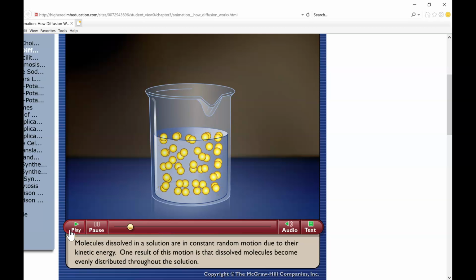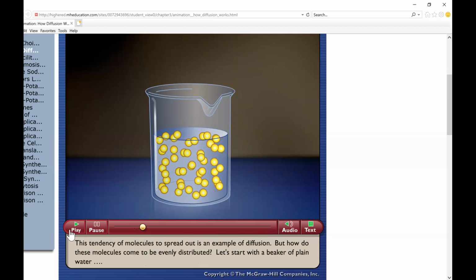One result of this motion is that dissolved molecules become evenly distributed throughout the solution. This tendency of molecules to spread out is an example of diffusion. But how do these molecules come to be evenly distributed? Let's start with a beaker of plain water. This is a concept, guys, in biology that's really commonsensical that you've seen over and over and over throughout the course of your life. So now I want you to take the time to focus in on the specific reasons why these molecules spread out evenly.